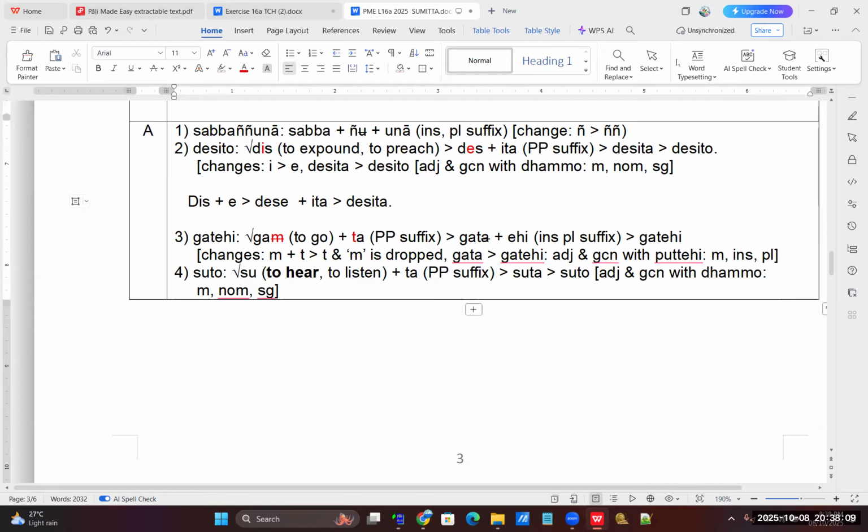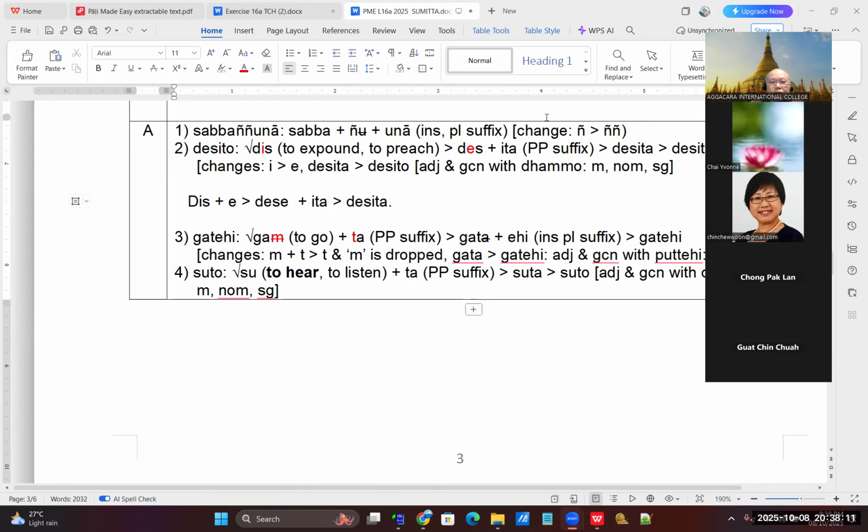Remember last time we said the past participle, the seventh conjugation sign? Yeah, past participle sometimes adds to the root, like gam plus ta. But past participle sometimes adds to the verbal base. So this is adding to the verbal base. Okay, noted. So if you show it like this, it will be easier than showing it like this.